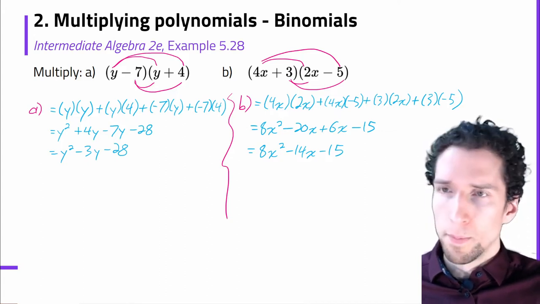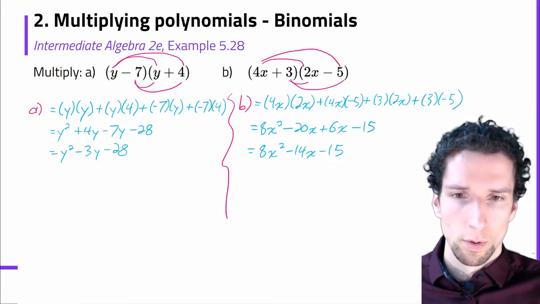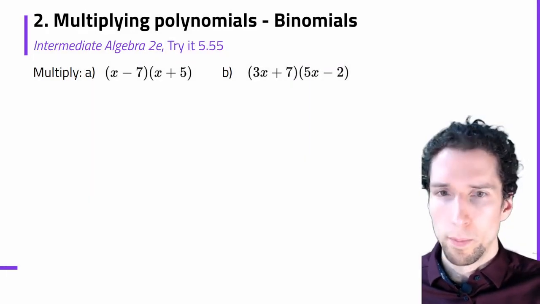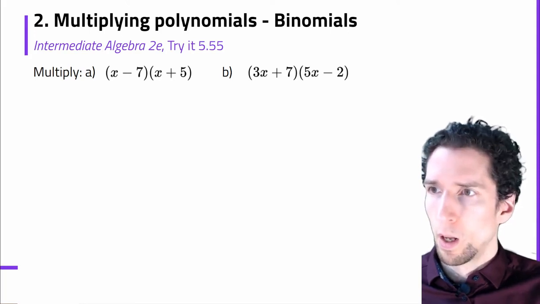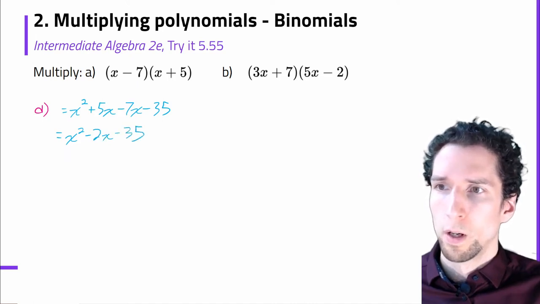Okay, so that's the process. Let's do, again, one practice for me where I go a little faster. So A here. So we have x squared and x and 5, so plus 5x and minus 7x minus 35. So x squared minus 2x minus 35.